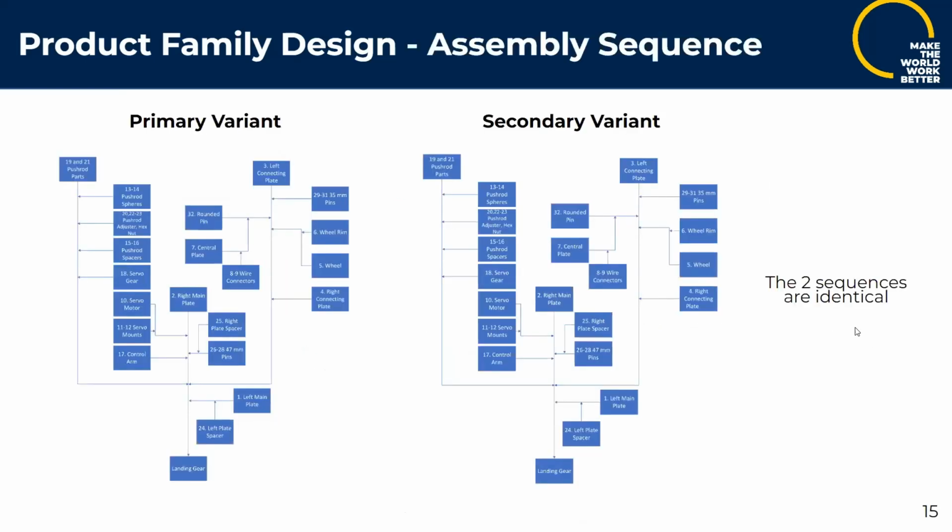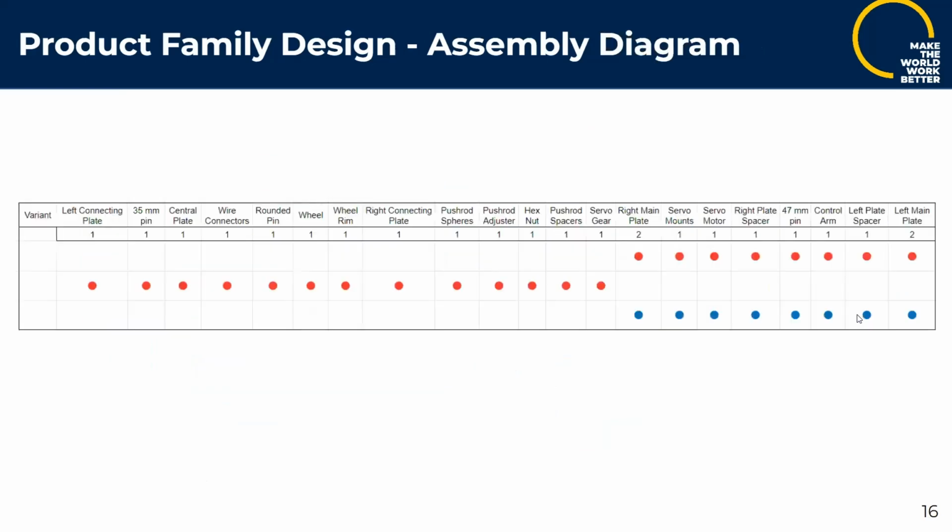So pulling our assembly sequence diagrams from before, we created one each for the primary variant and the secondary variant. As you can see, these two are the exact same, and that's because only one component is different. And to explain this a little bit further, you can see here that the two variants really only differ in the right main plate being attached.